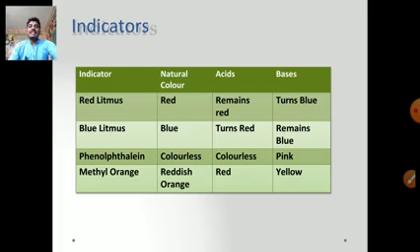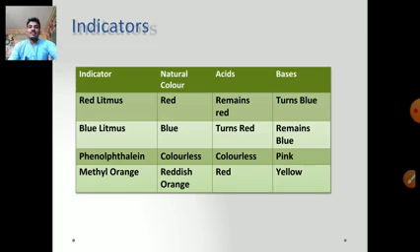First one, the indicators. First one is red litmus indicator. Its natural color is red. When it reacts with an acid, it remains red. In base, it turns into a blue color.